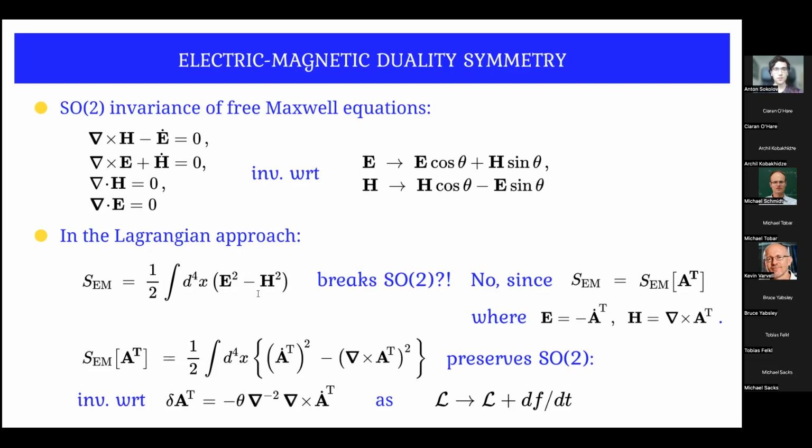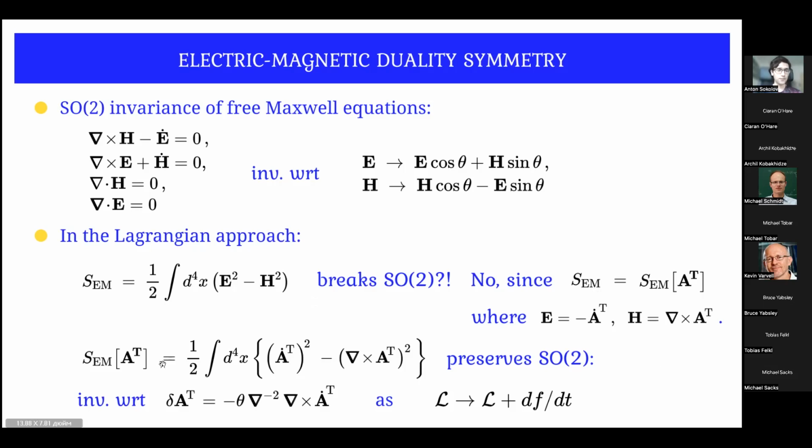So this combination is actually not symmetric with respect to SO(2) rotations of electric and magnetic fields, and the resolution of this is that the electromagnetic action is actually not a function of electric and magnetic fields, but a function of the potentials. And the relevant part of the potential here is the transverse part of the vector potential, which is connected to electric and magnetic fields as follows, written here.